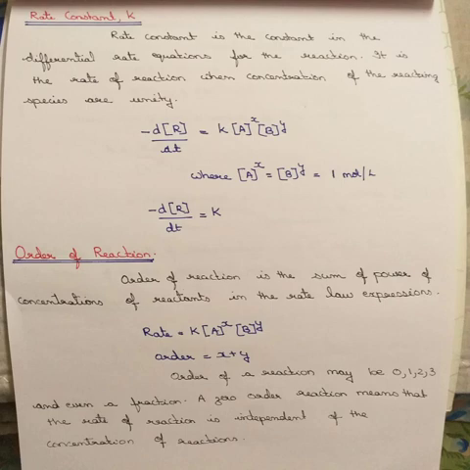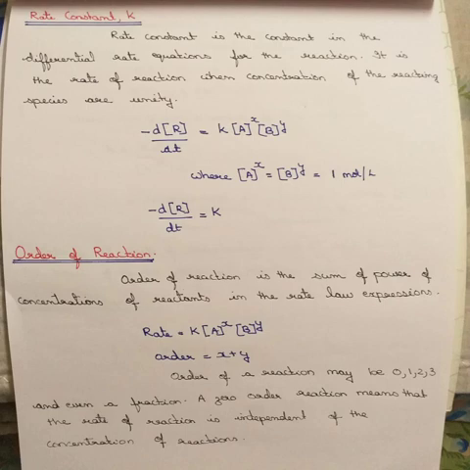Order of a reaction is calculated by writing down the differential rate equation. In the differential rate equation, we have two exponents, x and y. The sum of those exponents, that means x plus y, will give you the order of a reaction. So, simply, order of a reaction is the sum of the powers of concentration of reactants in the rate law expression. That means it is the sum x plus y.